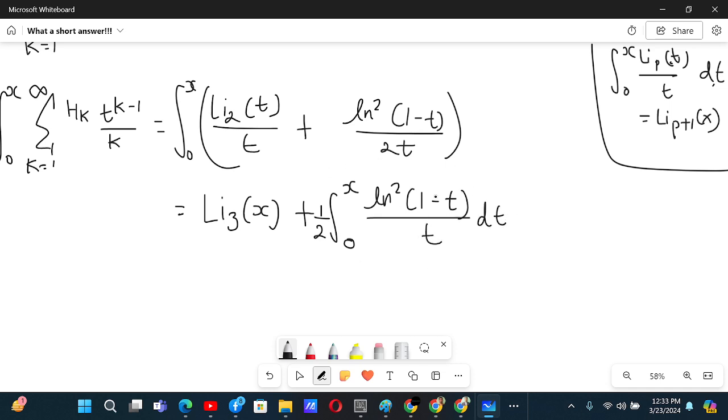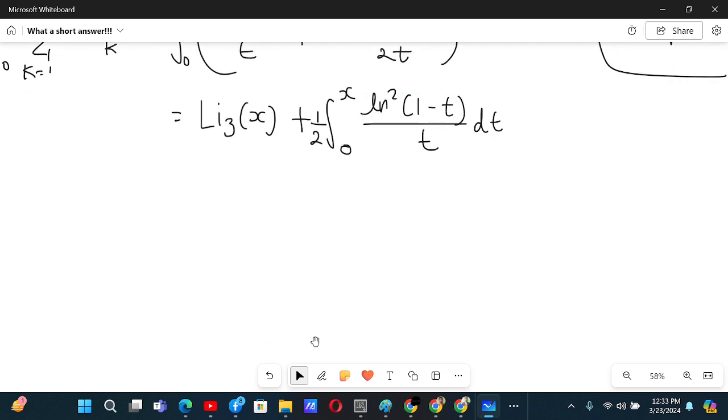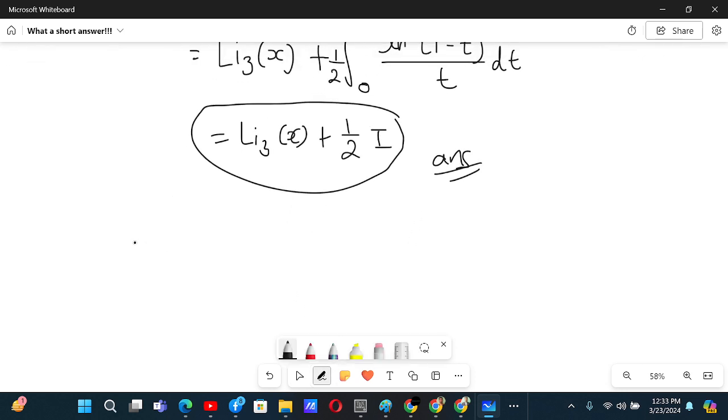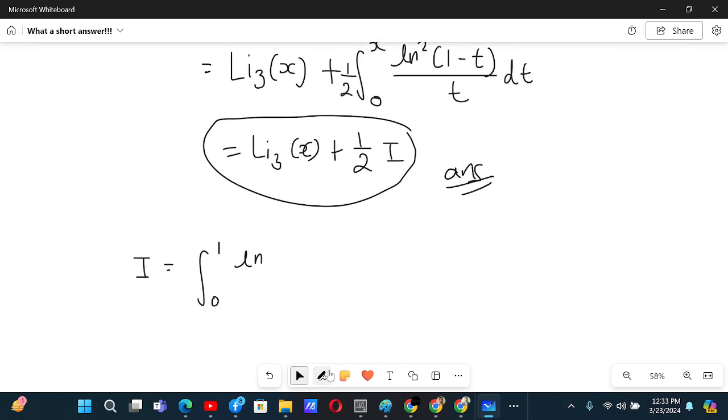Now we will deal with this integral individually because this one itself is in a trouble for us. Now this is just Li3 of x plus 1 by 2 times I is the answer. Now we need to find I. So I is basically integral from 0 to x, I'm sorry, of ln square 1 minus t by t dt.